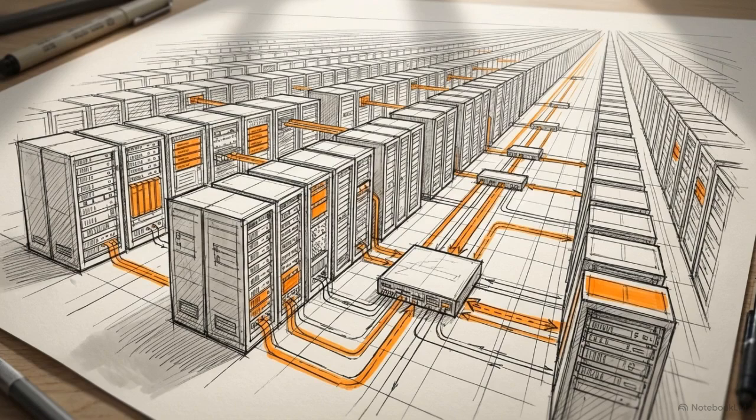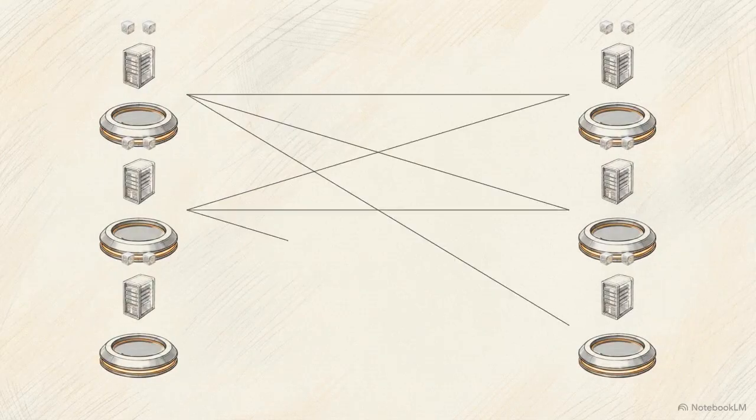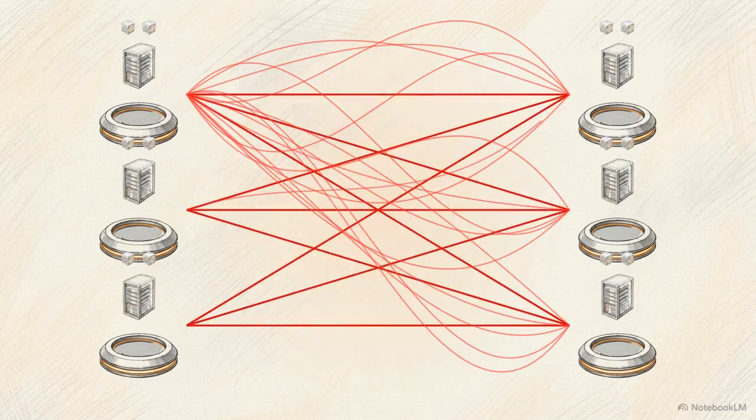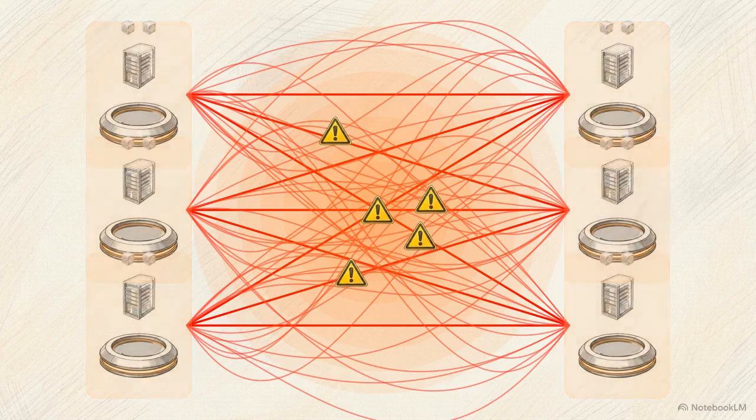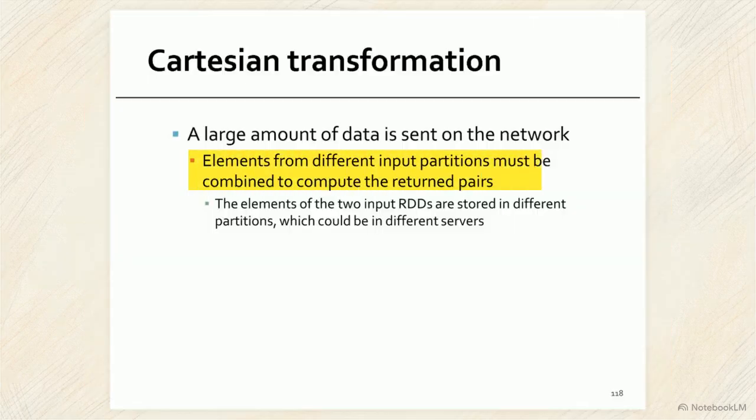the petabyte range. The Cartesian transformation serves as a prime example of a completely naive operation that forces the cluster into a network bottleneck. This documentation highlights the core issue. To compute every possible combination of elements, Spark must pull data from different partitions that could be on entirely different servers. This results in a massive volume of data being sent over the network simultaneously.